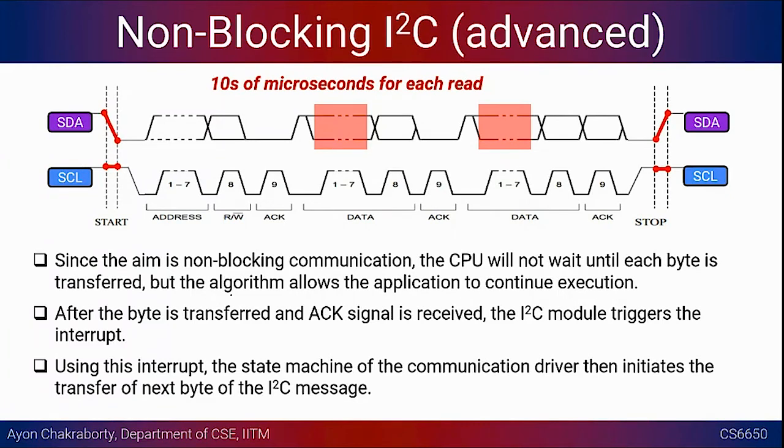So the aim is non-blocking communication, where the CPU will not wait until each byte is transferred. The algorithm allows the application to continue execution, right? Often, whenever data comes in, you want to do some kind of running average, or filter noise out of the data. So you want to do some kind of statistical processing once the data comes in, right?